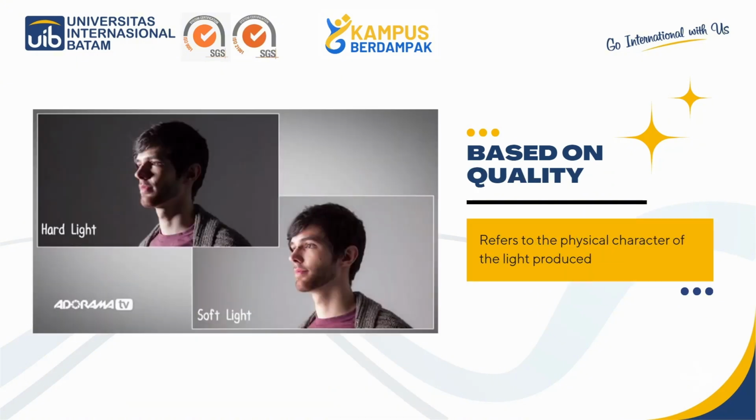The third is based on quality. This refers to the physical character of the light produced. There's two types of this, which is soft light. This is produced by large sources like the large softbox in order to create gentle shadows, and it is very ideal for beauty shots.